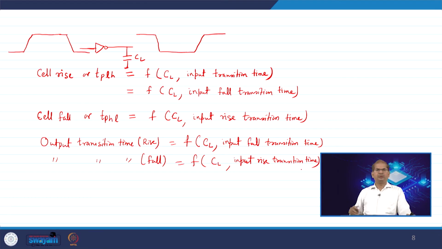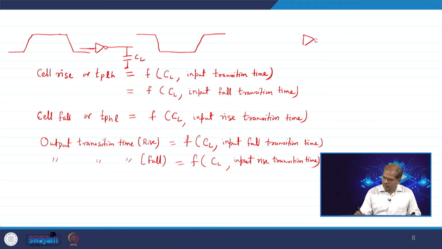Okay. So, a question comes: we are most worried about the cell rise and cell fall, the delay of the gate, so why are you calculating the output transition time? You have to think for a minute. Let us say I have one inverter followed by a NAND gate, then a NOR gate. I can give the input at this point, where I can find the delay of the inverter, which is a function of the input transition time.